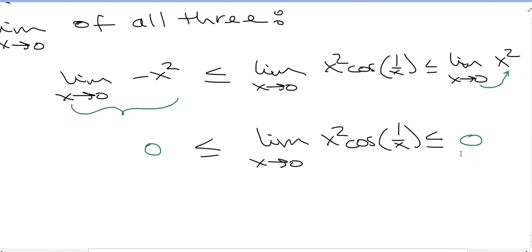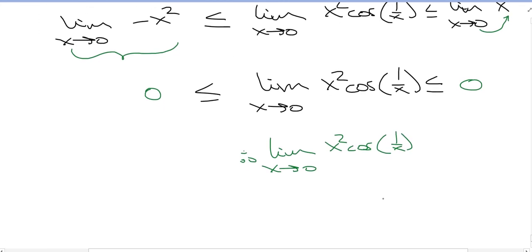So what do I have? I have 0. I have my limit as x goes to 0 of x squared cosine 1 over x. The thing I don't know is between 0 and 0. So what can you say? If this is between 0 and 0, therefore it must be 0 as well. So the limit of x squared cosine 1 over x is equal to 0 by the squeeze theorem.